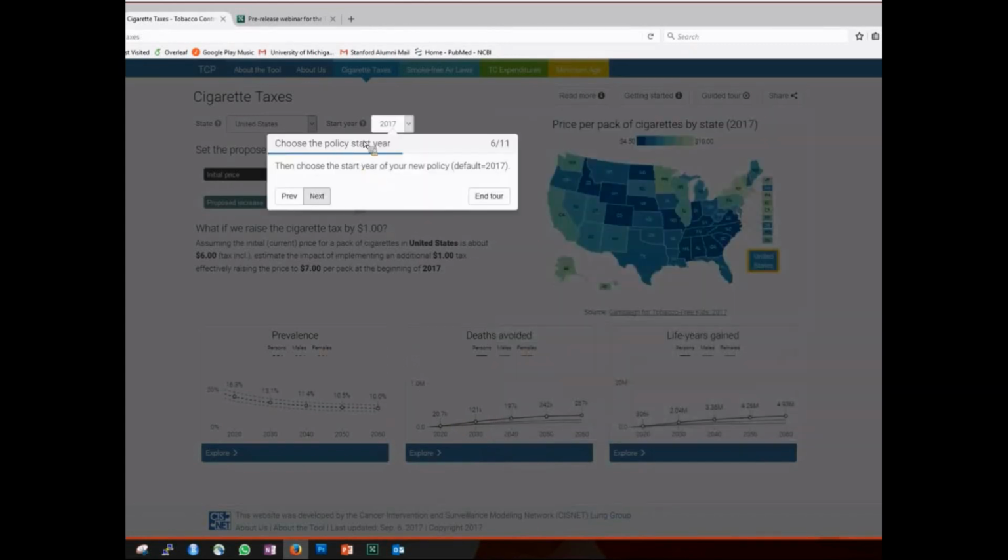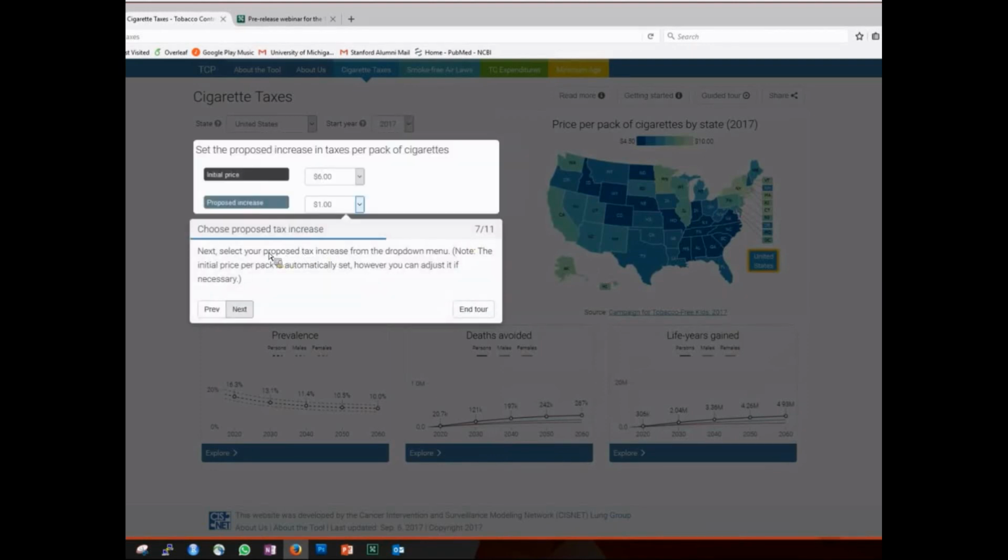Next, we choose the policy year. By default, it simulates the policy starting in the year 2017. And then these are our policy parameters. The initial price here is set to $6, and that's because the price per pack of cigarettes in the US is on average $6.16. So that's already set for us, but we can change the proposed increase here by going through the drop-down menu. For this case, we'll just propose a $1 tax increase for the US.